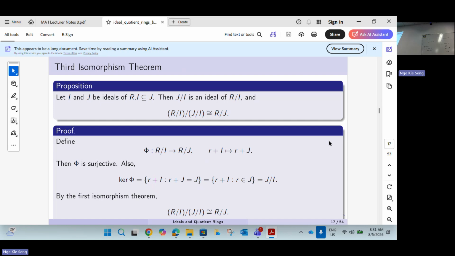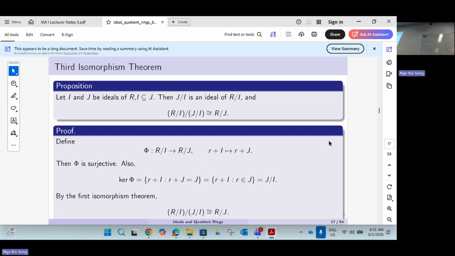Check this. I'm going to prove this is isomorphic. We want to prove surjective, injective, and bijective. Oh no, no need to prove that, because just now we have the first isomorphism theorem. We just apply this on it.